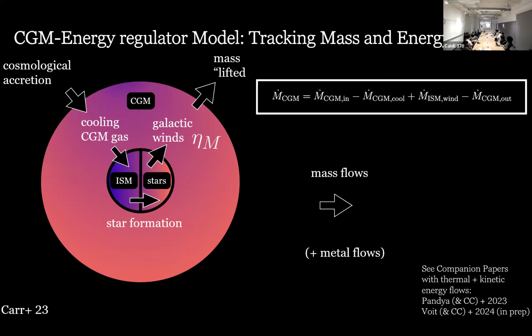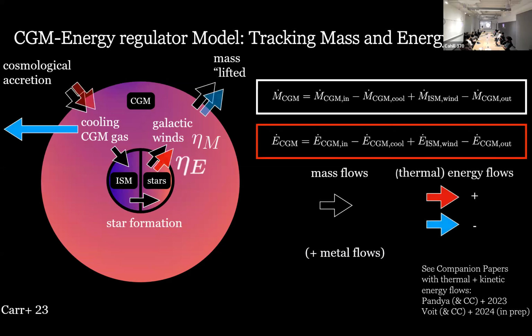But the real innovation of our work was tracking not only these bulk flows of mass and metals between the different components, but tracking the flows of energy as well. And so this global accounting of the thermal energetics of the CGM allows for a simplified but self-consistent treatment of CGM heating and cooling within this gas regulator context. I also wanted to point out some companion papers. Here we're focused primarily on the thermal flows between the different reservoirs, but we also have companion works which consider the kinetic energy flows as well, and also the potential energy, which is in a forthcoming paper.